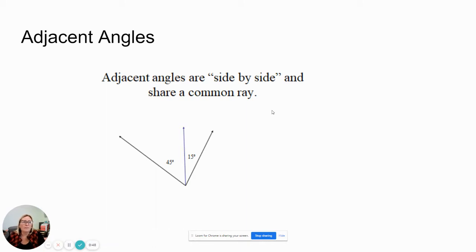So the first thing that might come up is an adjacent angle, and we're not going to actually be solving for an adjacent angle, but it does come up, so I wanted to put it in here. An adjacent angle is a side-by-side angle, so something that is right next to an angle, and they have to share a common ray. So that blue line with the arrow is a ray, and so that would be an adjacent angle.